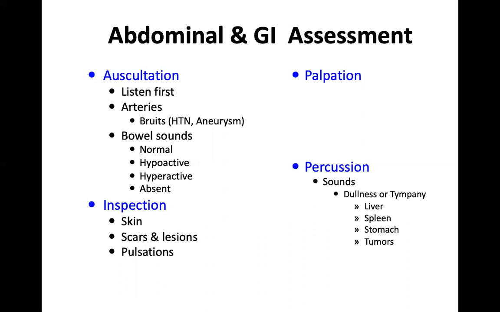Okay, so sounds are dullness. Dullness is over something solid. So the liver should be dull, the spleen should be dull, but the stomach has air in it, so you're going to hear tympany there. So you're going to have almost like a little drum sound there. Tumors are solid, so they're going to be dull, all right?